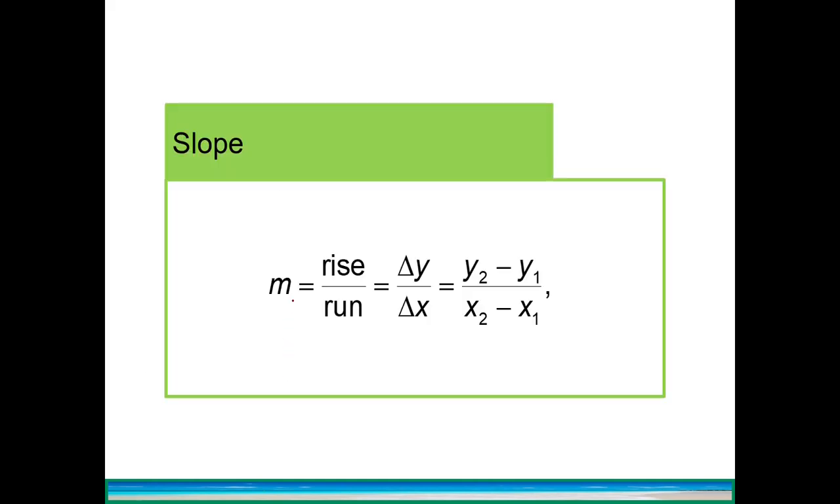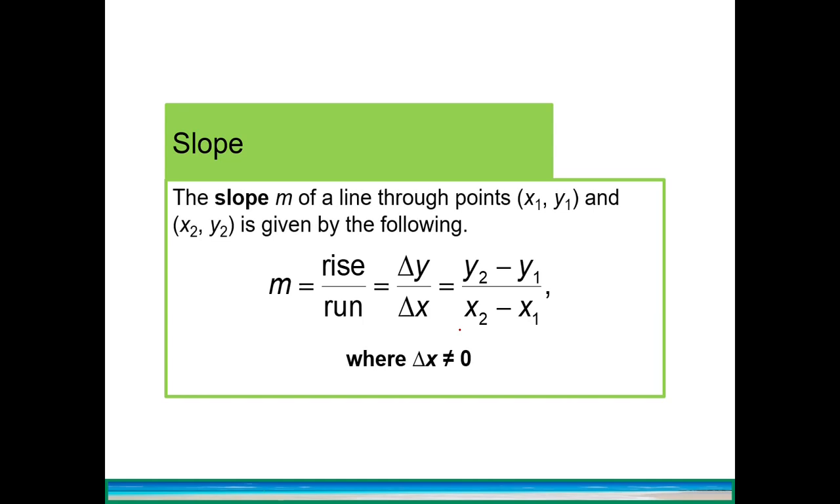The slope is calculated by the formula rise divided by run, or delta y over delta x, or the differences of the y's divided by the differences of the x's. We also have a condition that the delta x cannot be 0, or it would be undefined.